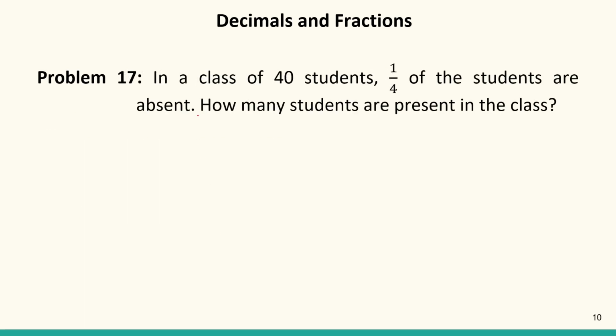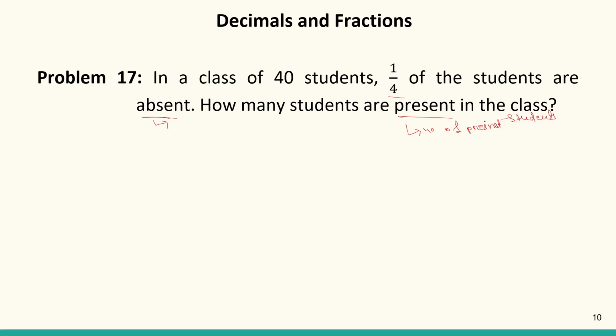In a class of 40 students, 1/4 of the students are absent. How many students are present in the class? Please note that 1/4 of the students are absent, and it wants us to find how many students are actually present. The given data is on absent students, and it asks us to find the number of present students.